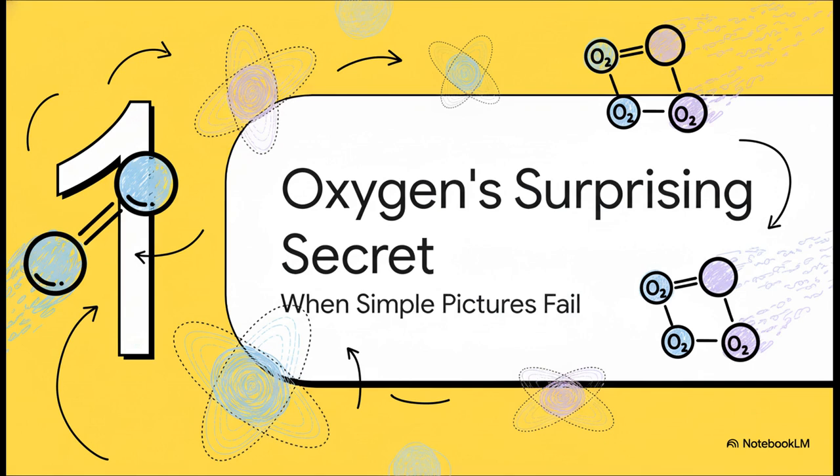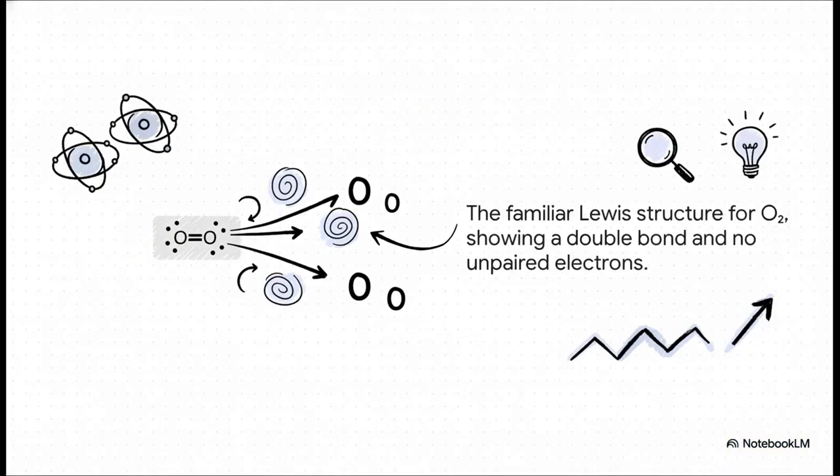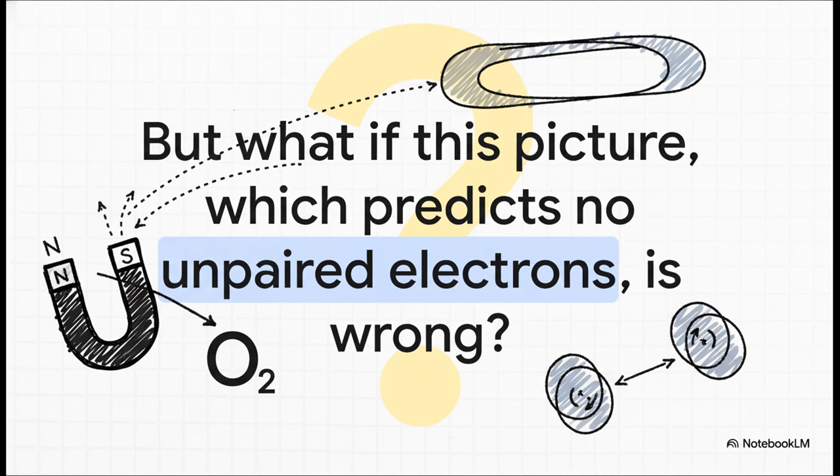All right. First up, let's talk about a molecule we all depend on every single second of our lives, good old O2. Now, this is probably how you remember oxygen from chemistry class. It's the classic Lewis dot structure, super neat, super tidy. You can see that double bond holding the two oxygen atoms together, and if you count them up, all the electrons are nicely paired off. Seems straightforward, doesn't it?